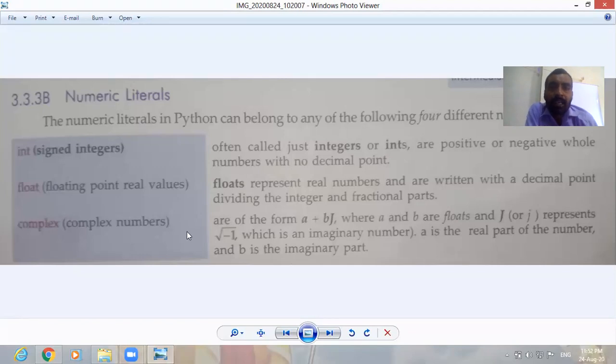Complex numbers are in the form of a plus bj, where a and b are floats and j is an imaginary number. Imaginary, that you can say, under root minus 1. It is an imaginary number in which a is the real part of the number and b is the imaginary part. In a plus bj, j is the imaginary number, so bj is the imaginary part of the number.